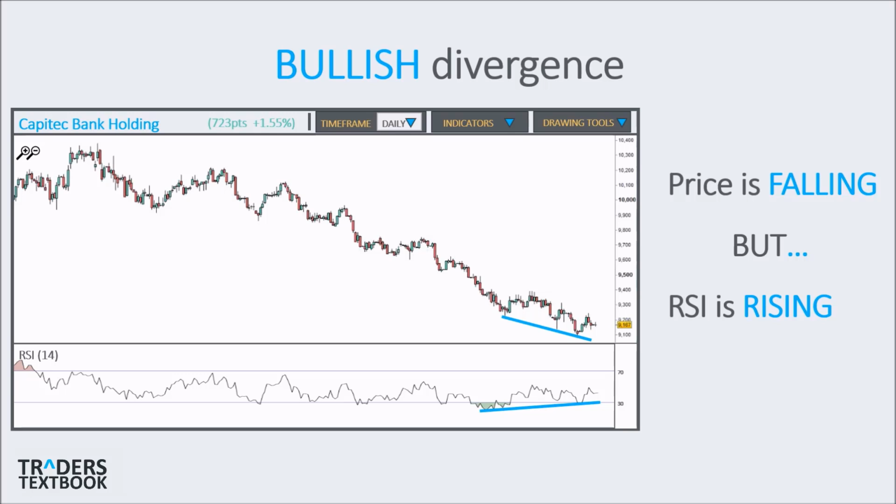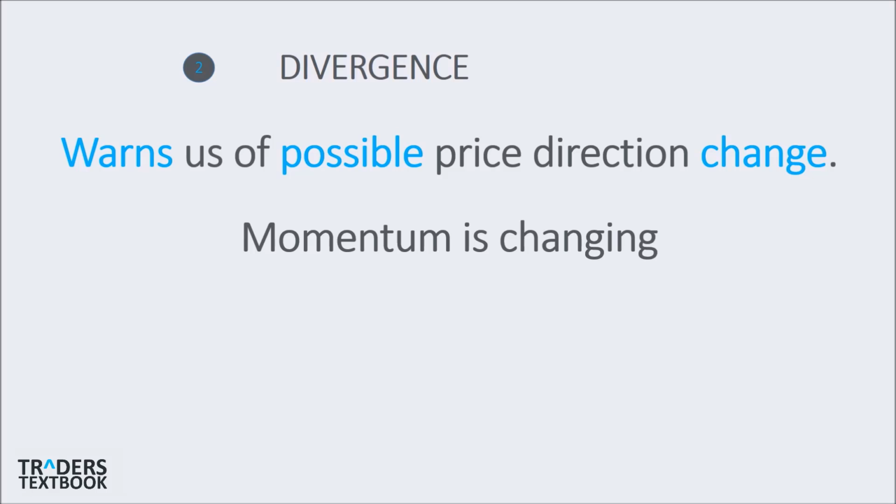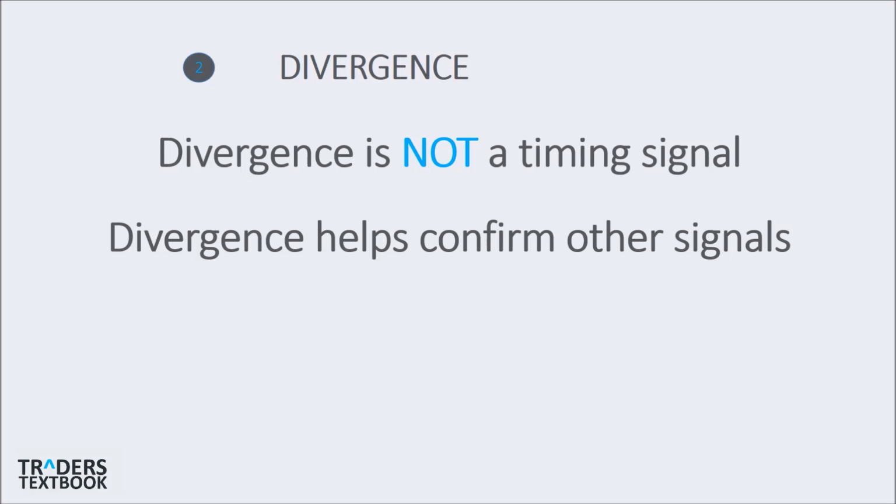So the important thing to remember here is that divergence warns us of a possible change in the direction of prices, because the momentum or the speed at which prices are moving is changing. Divergence, be it bullish or bearish, is not a timing signal, because the market can remain in this state for quite some time. But rather, divergence helps to confirm other signals, and lets a trader know when a trend may almost be about to change. It's really just a big warning signal.